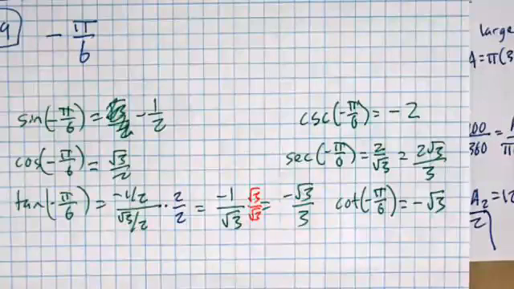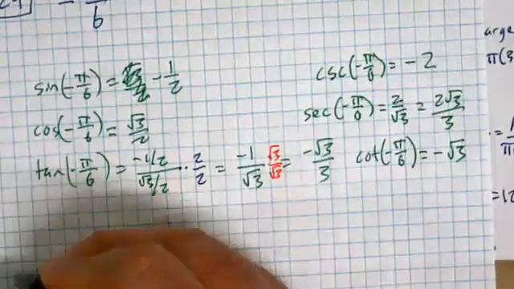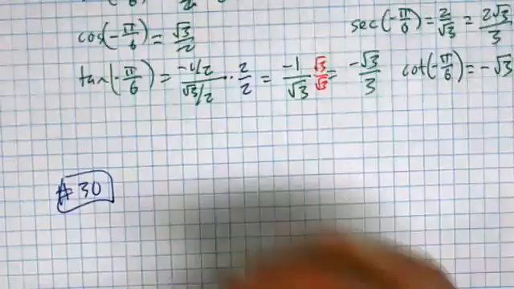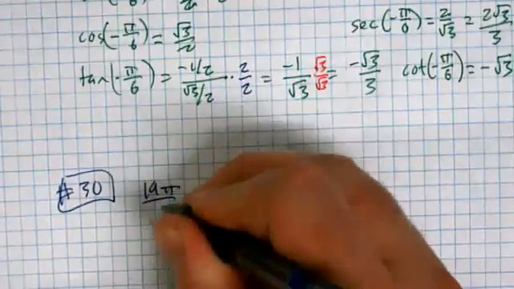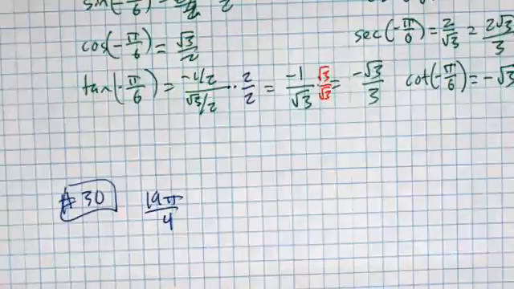Number 30 is the same idea. If they give you 19 pi over 4, that's not on our unit circle. So what can we add and subtract and end up in the same position? We can add and subtract a full circle, since this is in radians. So what I would do is subtract 2 pi from it a bunch of times until it does end up inside the unit circle.